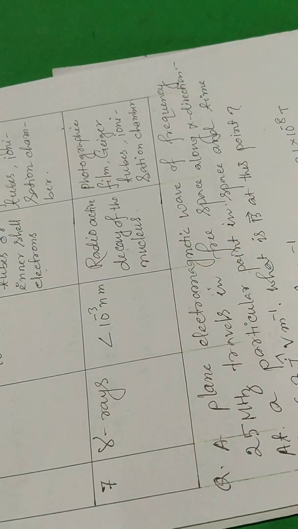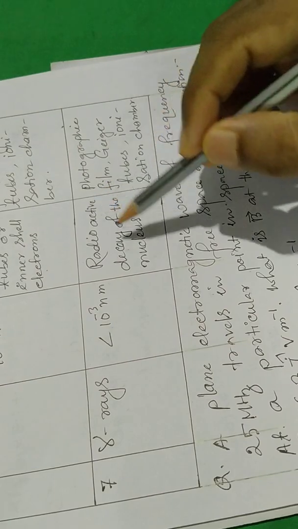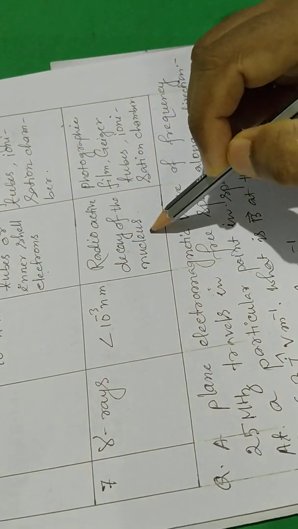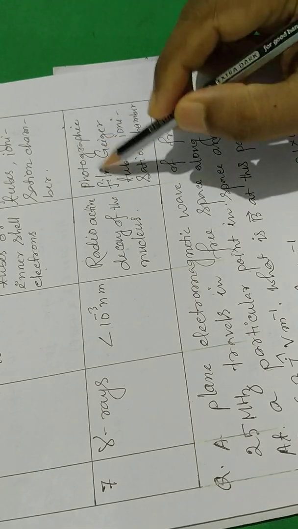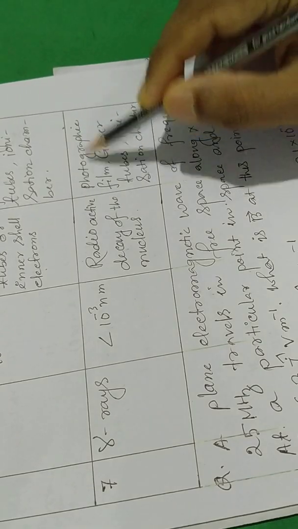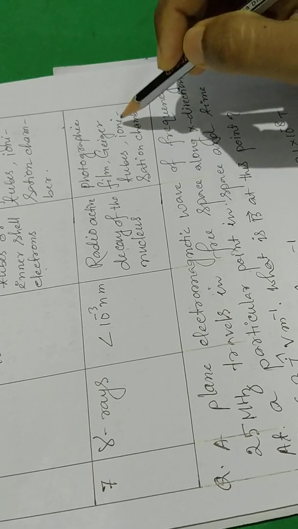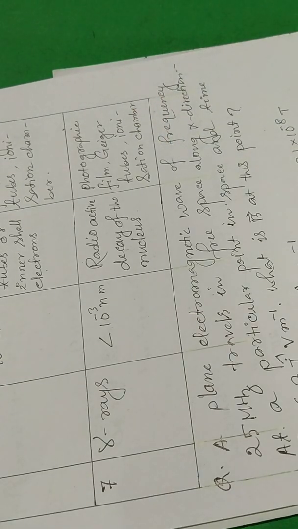Production of gamma rays: radioactive decay of the nucleus. Detection: photographic film, Geiger tubes, ionization chamber. Gamma rays are of nuclear origin. These rays are emitted by radioactive nuclei and are also produced in nuclear reactions.